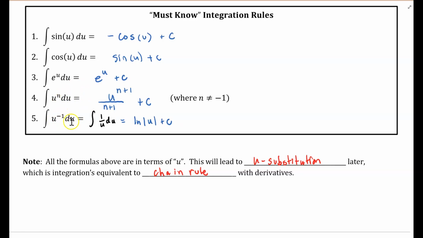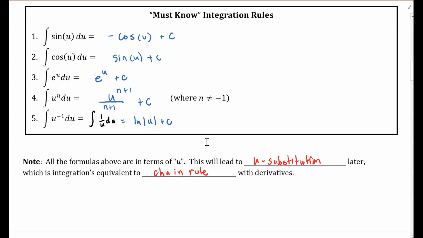So a lot of people think you're going to apply the power rule to something written like this. However, I know if I raise the power of that -1, that's 0, and we cannot divide by 0. Cannot use the power rule there. So this is actually the integral of 1 over u is the natural log of the absolute value of u.